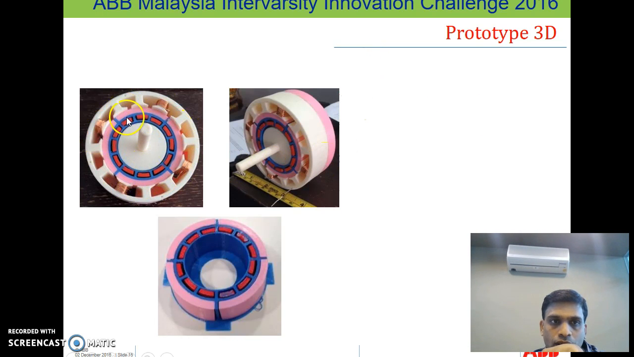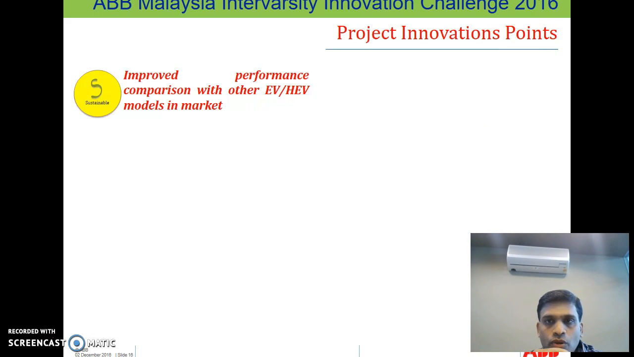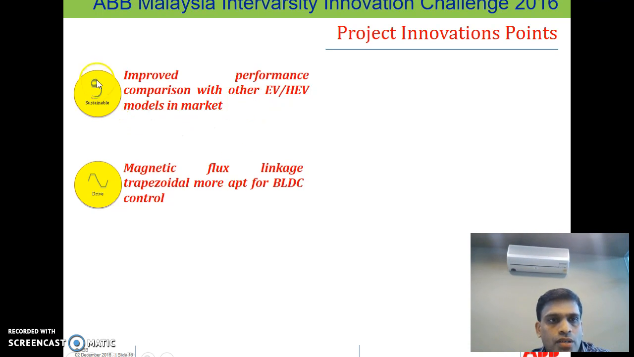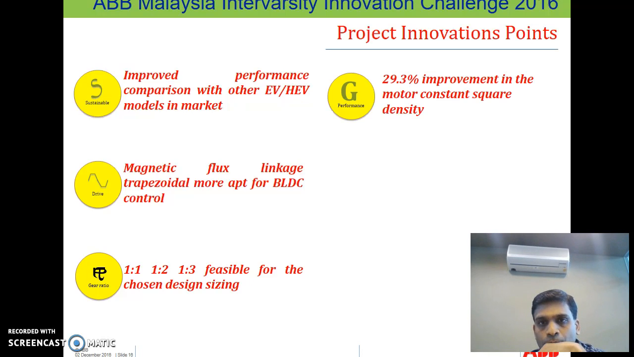You can see this is the outer magnet and the inner magnet. There is a magnetic sleeve between them, and this is the stator conductor where we can give current or take current to charge and discharge. So the project innovation points include improved performance compared to the EHV market, so it is sustainable. We can use a trapezoidal machine, so it is apt for BLDC. Then three different types of magnetic design are possible, and if your sizing is bigger, we can have a better ratio also possible.